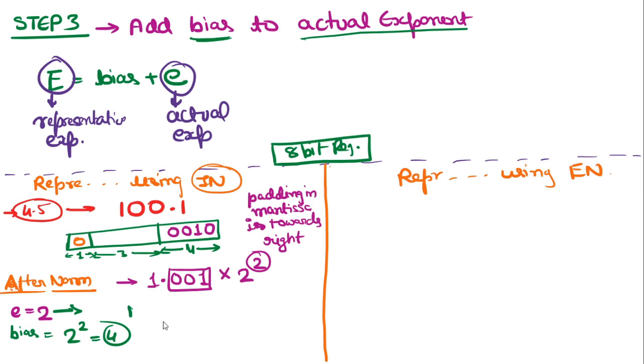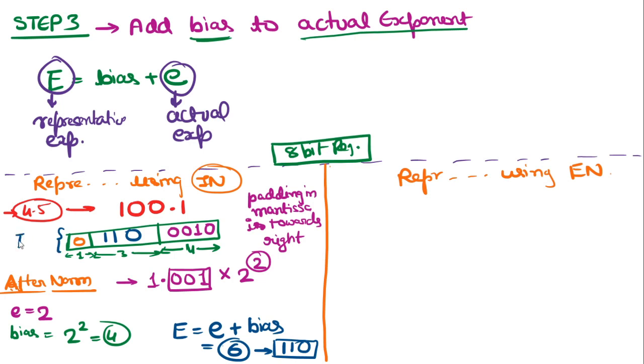Therefore, I'm so sorry, let me write it here using another pen. Okay, what is the exponent? Exponent is e plus bias, which is again binary representation of e plus bias, which is 4 plus 2, which is 6, right? What is binary representation of 6? It is 110. So here we will put 110.